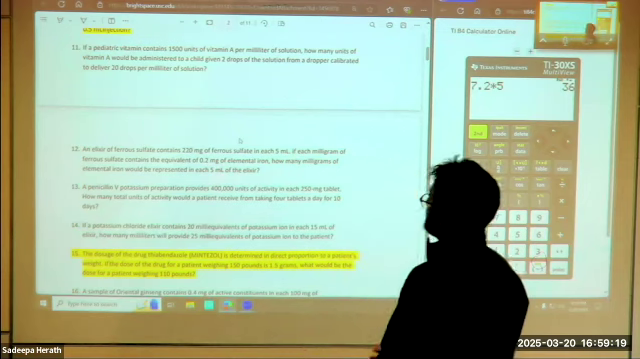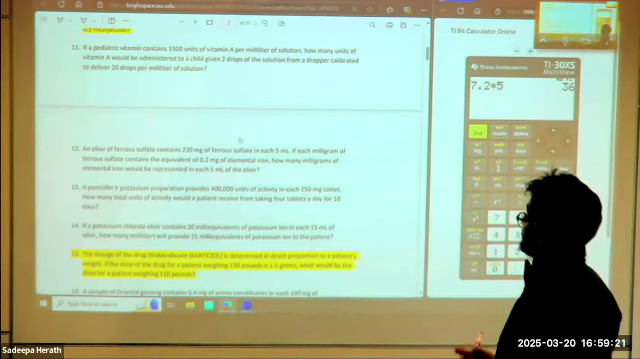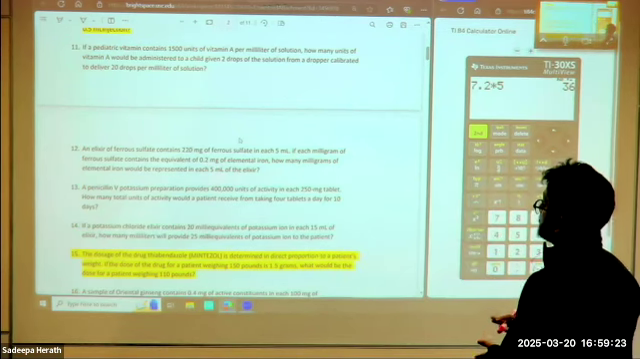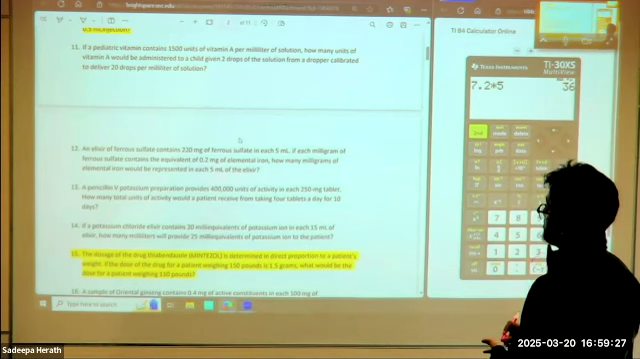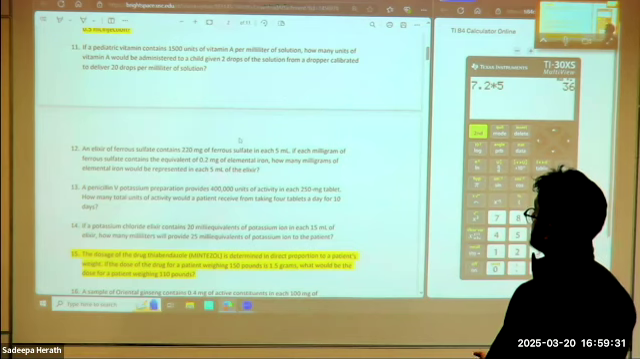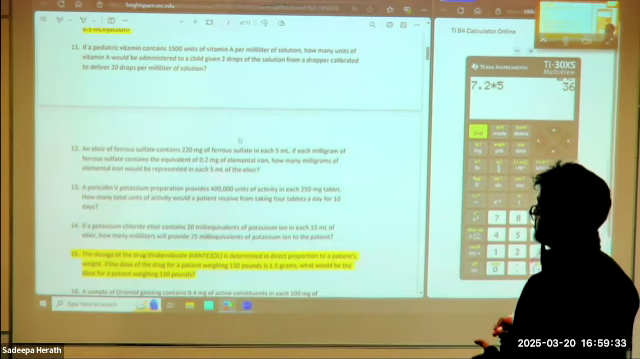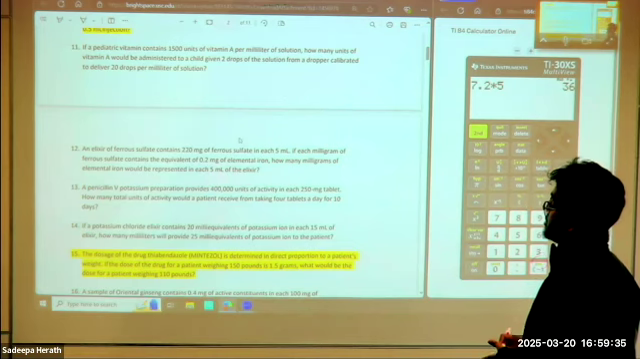Okay, if a pediatric vitamin contains 500 units of vitamin A per milliliter of solution, how many units of vitamin A would be administered to a child given 2 drops of the solution from a dropper calibrated to deliver 20 drops per milliliter of solution?